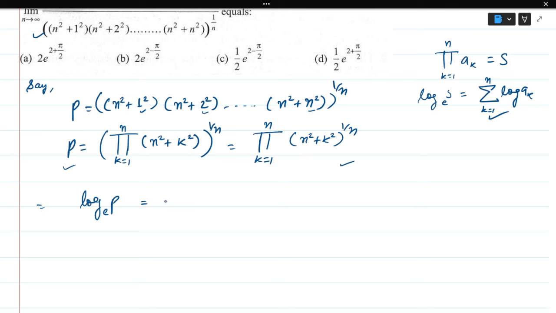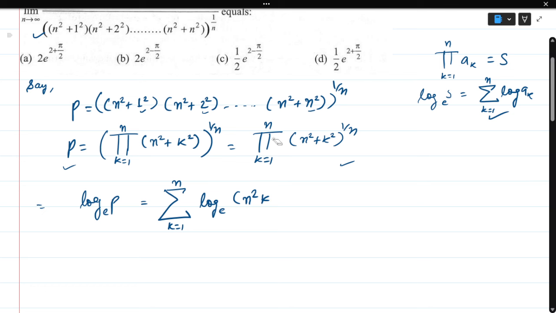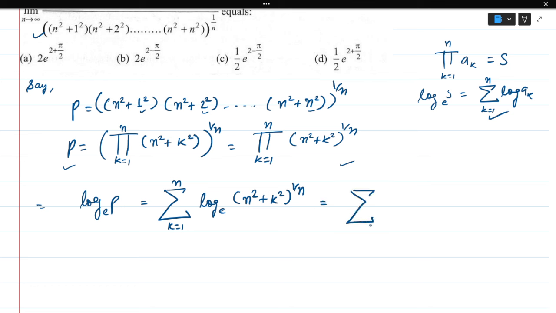If we take log on this, we get summation from k equal to 1 to n of log to the base e of n square plus k square whole to the power 1 by n. Now by the property of log, the 1 by n can be taken outside. So one can also write summation k equal to 1 to n, 1 by n dot log n square plus k square, to the base e.